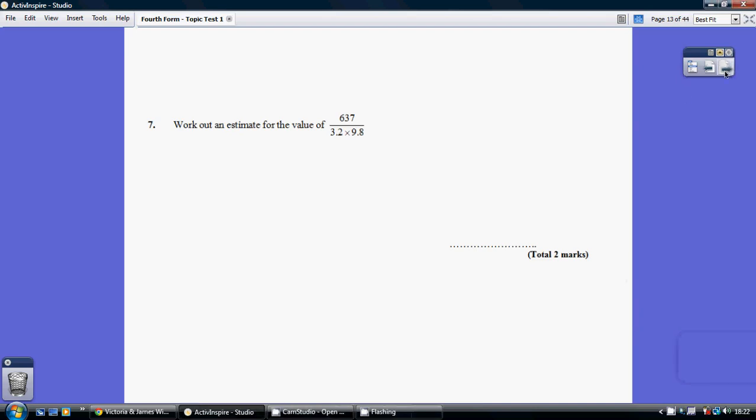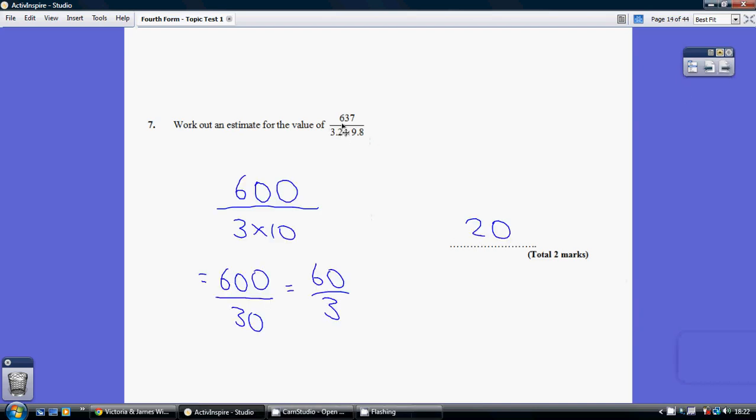Question 7. So start off by working out each to one significant figure. So 600, 3 and 10. 3 tens are 30. 600 over 30 is the same as 60 over 3, which is 20.